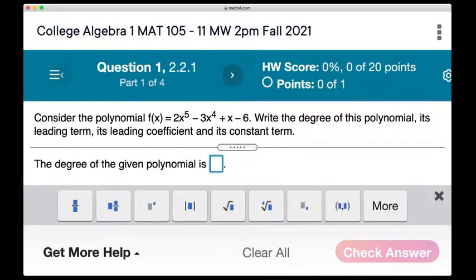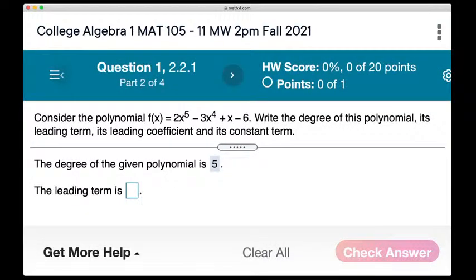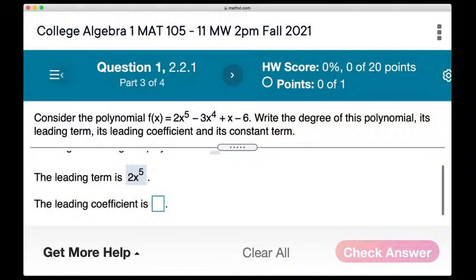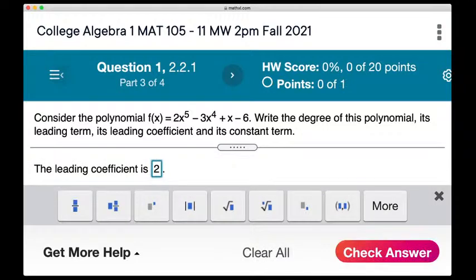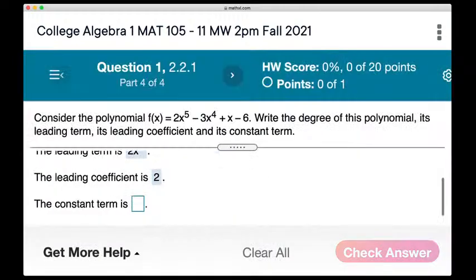The leading term is the term with the highest degree, so the leading term is going to be this 2x to the power of 5. Terms are things that we add and subtract. Factors are things that we multiply and divide. The leading coefficient is the number in front of the variable of the leading term, so the leading coefficient in this case is 2. The constant term is the term that has no variable, so it's going to be the -6 in this case.